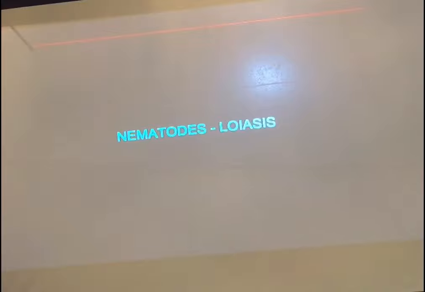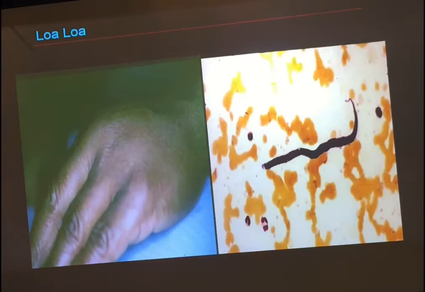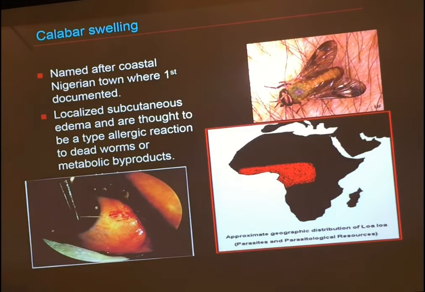Loiasis, so that's Loa loa, another nematode. The distribution for Loa loa, again, is West Africa. And that's the worm on a day blood film. So filaria is usually present on a night blood film. And the swelling here on the dorsal hand for Loa loa has a very classic name. It's called Calabar swelling, named after the coastal Nigerian town where it was first documented. This is spread by the Chrysops fly or the mango fly, and that red on the African map shows you the classic distribution for Loa loa.